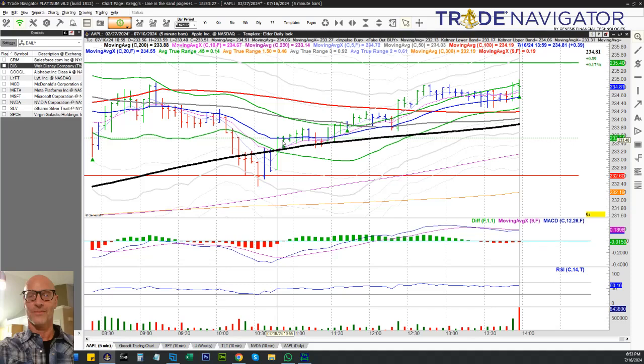of day stop would simply have been a close back below the 200-day moving average. Only 5% of the time you're going to hit the 2 ATR stop. 95% of the time, if you have a loss, it's going to be because it closes below your end of bar stop, which is the 200.